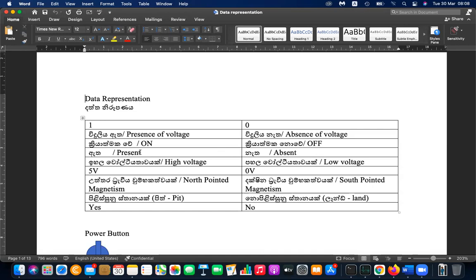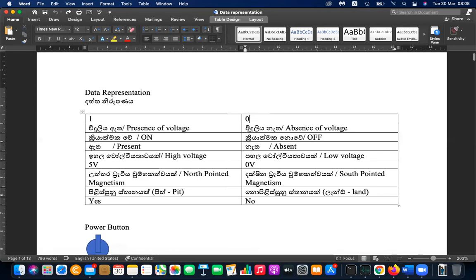Even though in machine language we call it 1 and 0, that is not actually 1 and 0. That is just a representation. Understood? Because in wires you can't send ones and zeros. So basically it's just a representation. This representation can be done for these things.